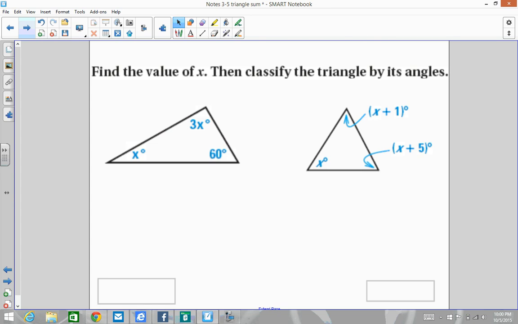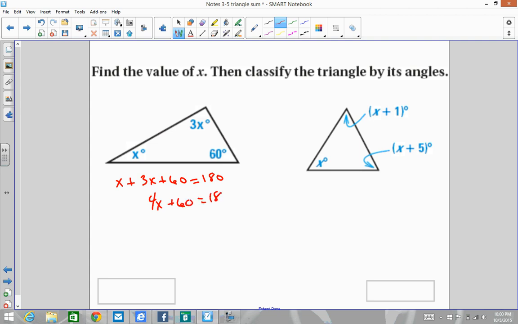All right, so we know that the angles of a triangle add up to equal 180. So therefore I can take this triangle right here and say that x plus 3x plus 60 equals 180. I'm going to want to see you write your setups before you finish your work here. And then when we solve for this, we get 4x plus 60 equals 180. Subtract 60 from each side, so 4x equals 120. And x is equal to 30.